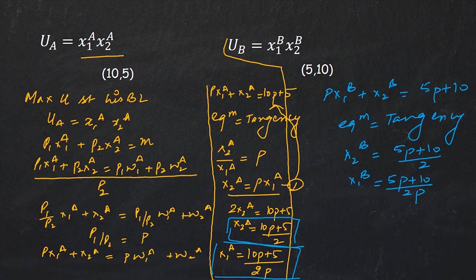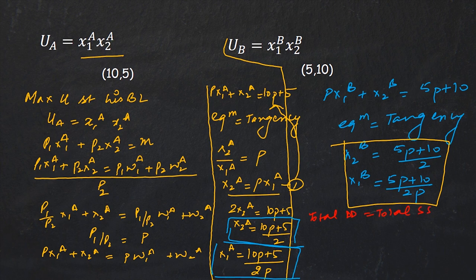Alright, let me highlight. So I have this. Now I could take either good 2 or good 1. For simplicity, if you look at x1, in good 1 we have p in the denominator, so it makes sense for me to take good 2 here and good 2 here. So what we do is we write that total demand is equal to total supply for all the goods.